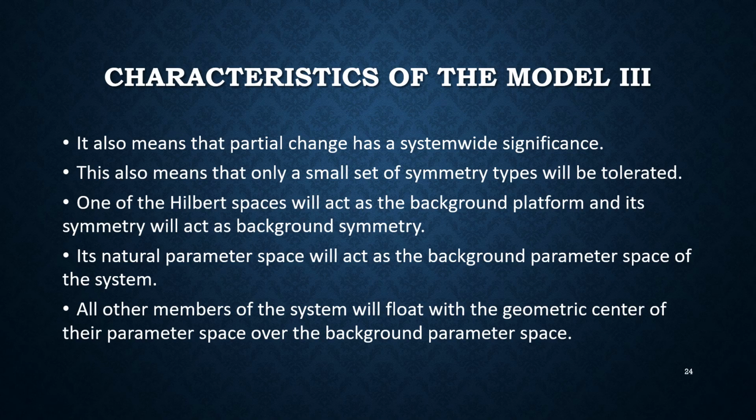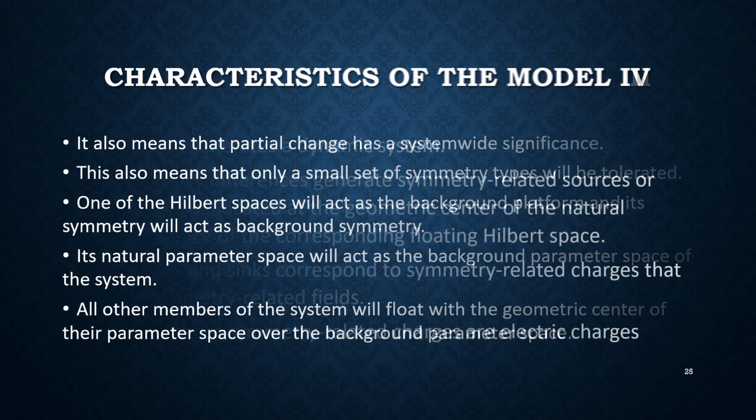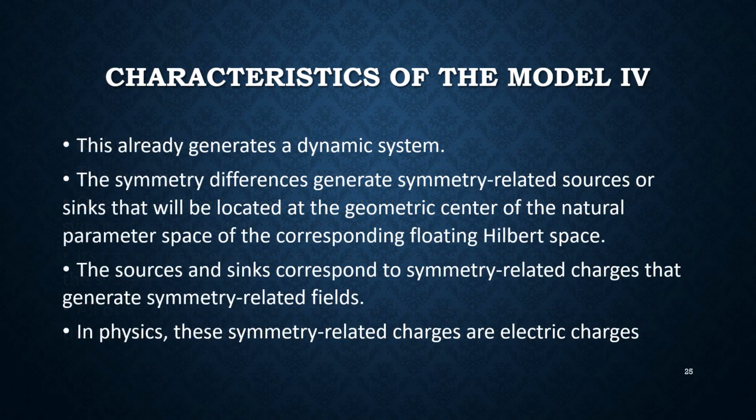It also means that partial change has a system-wide significance. This also means that only a small set of symmetry types will be tolerated. One of the Hilbert spaces will act as the background platform and its symmetry will act as background symmetry. Its natural parameter space will act as the background parameter space of the system. All other members of the system will float with the geometric center of their parameter space over the background parameter space. This already generates a dynamic system.